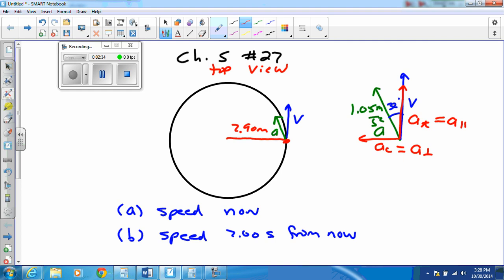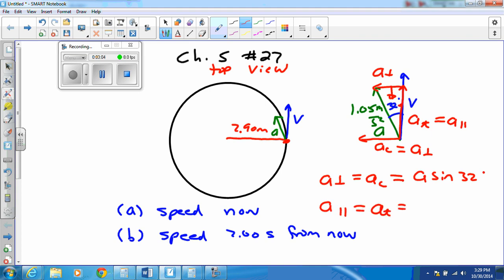And those two components are fairly easy to compute because they make a nice little right triangle. Here is a perpendicular and here is a parallel. And I think that you can see that the centripetal or perpendicular component is opposite to the 32-degree angle, and so therefore is the sine component. And the tangential component, or the parallel component, is adjacent to the 32-degree angle, and therefore it is the cosine component.